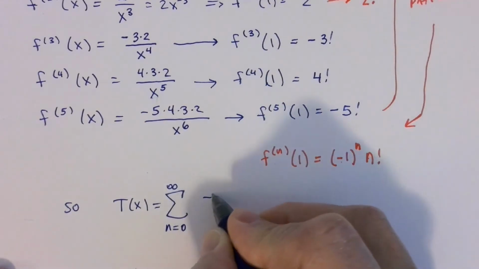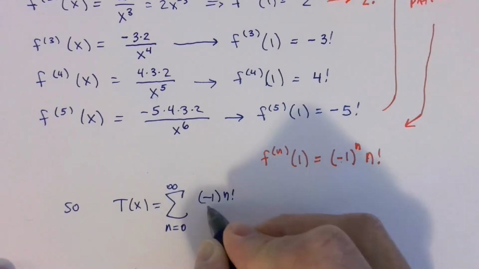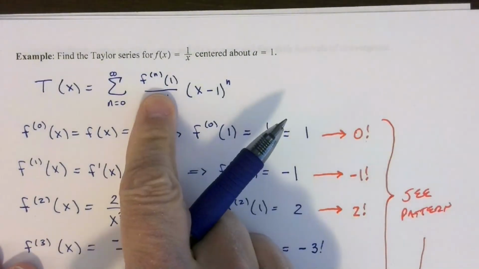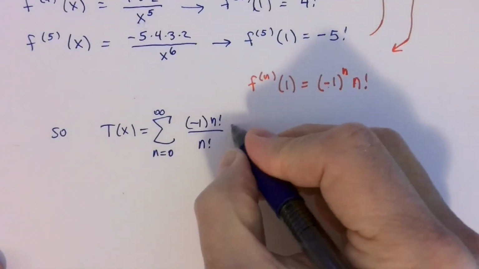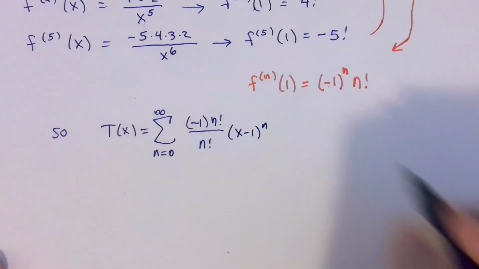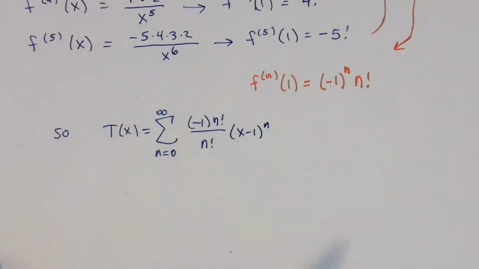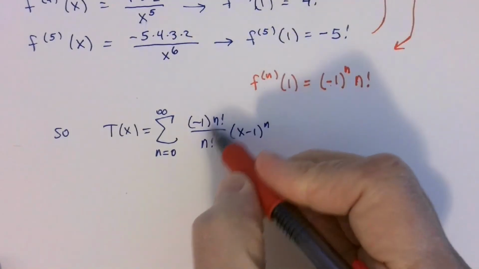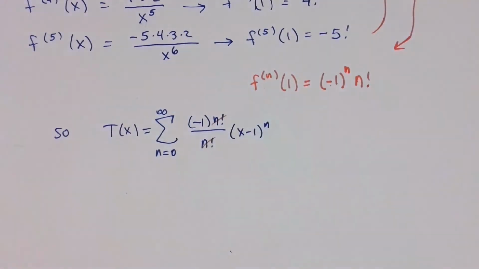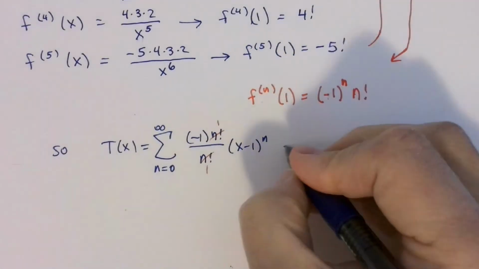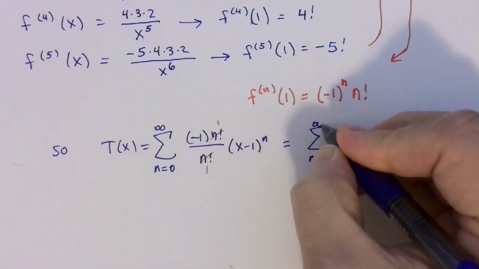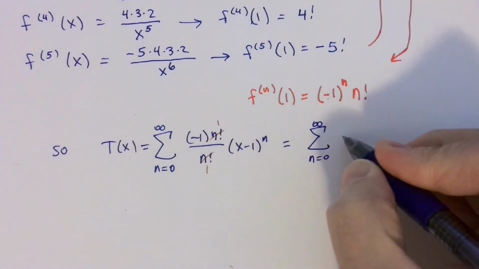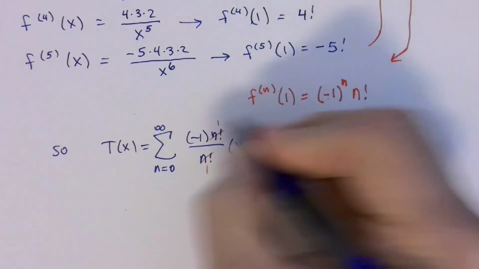So this is up top, right? This is up top, right? Over n factorial, (x minus 1) to the n. But what happens? Can you simplify this formula? Can you simplify this? Yeah, what happens here? N factorial, right? And I'm left with this as our power series representation. Oops, I forgot my n up here, didn't I?